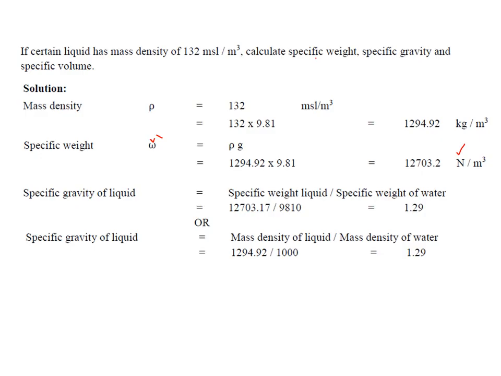Now since it is a liquid, specific volume is 1 by specific weight. So that is 7.87 into 10 raised to minus 5 meter cube per newton.